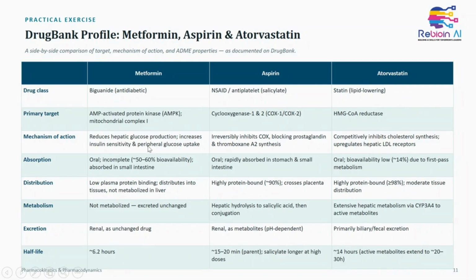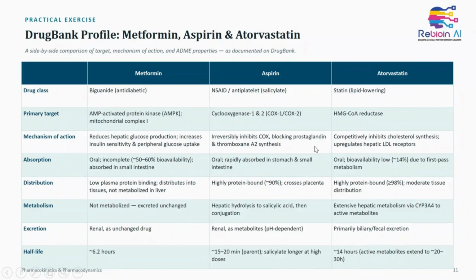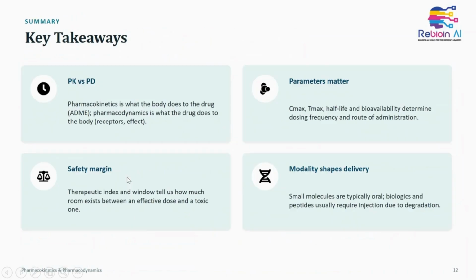Mechanism of action is also given here. Absorption of the drug is oral, and for distribution, metabolism, not metabolized, excreted unchanged, you can see it over here. It is the full detail or PK of our entire drug. Half life is also given here. You can go through this website and check for yourself. So this is all about pharmacokinetics and pharmacodynamics.